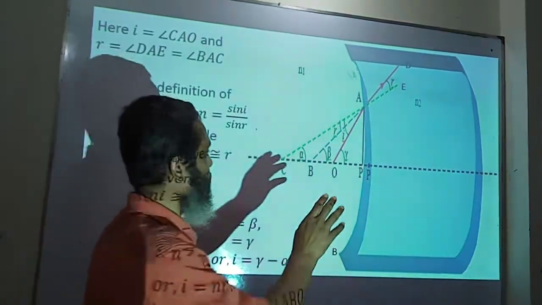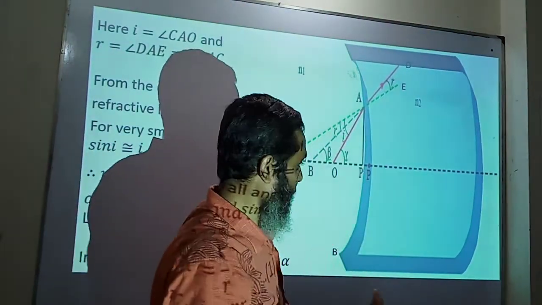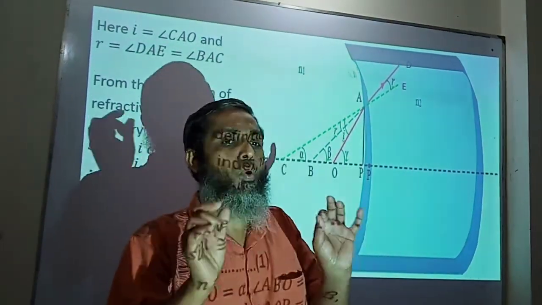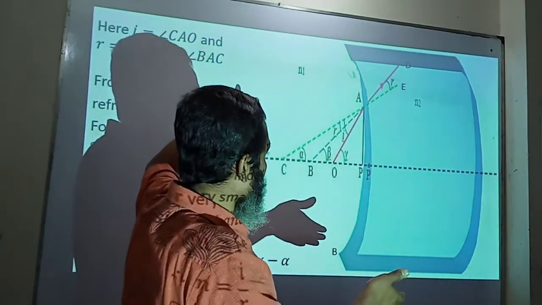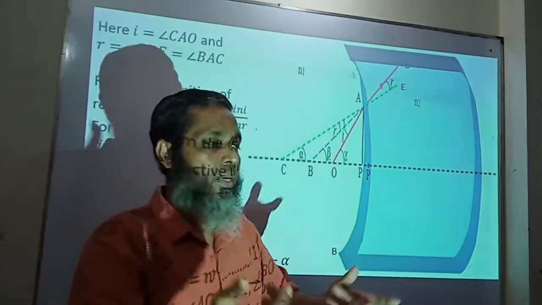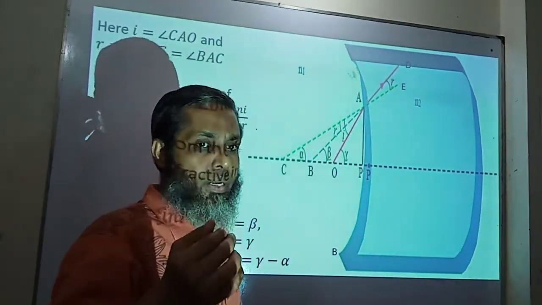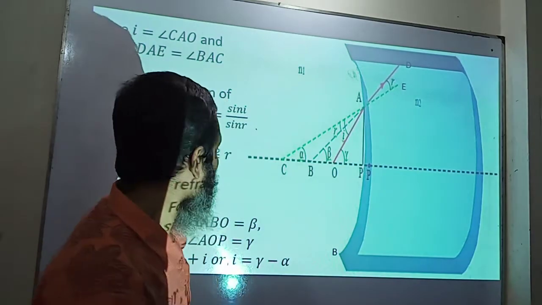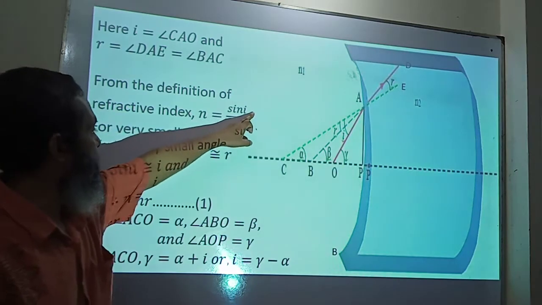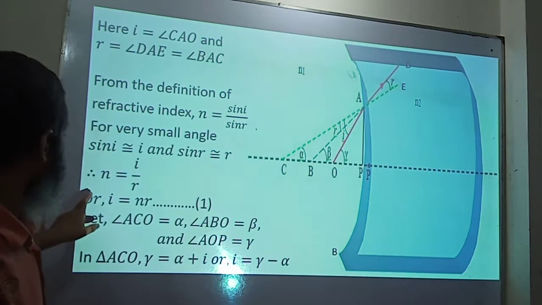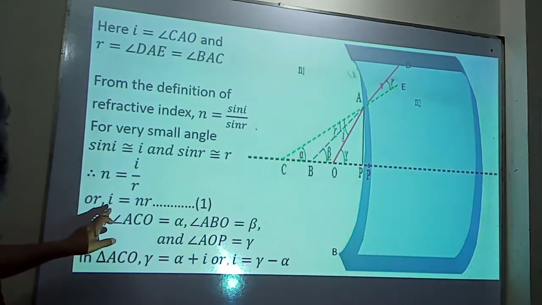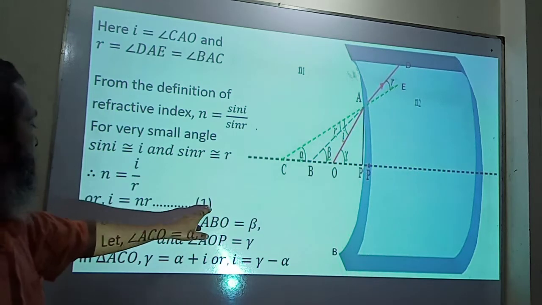Here let us consider that this aperture is very small, and that's why all the angles, the angle of incidence I and the angle of refraction R, are very small angles. That's why sin I is equivalent to I and sin R is equivalent to R. So if we put these values, we get refractive index N is equal to I by R, or I is equal to N into R. That is equation number 1.